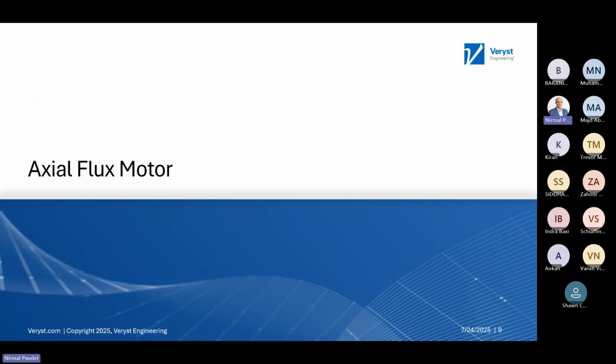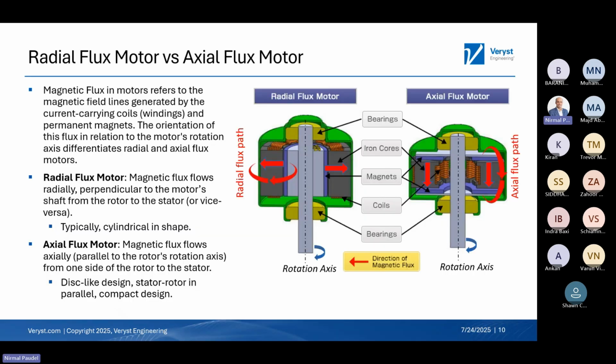All right, so now into the topic, axial flux motor. Let's do a brief comparison between a radial flux motor and an axial flux motor. In electric motors, magnetic flux refers to the field lines generated either through the permanent magnets or through the current carrying conductors. The direction of flux relative to the motor rotational axis determines whether it's a radial flux or an axial flux. On the left-hand side here, we have a radial flux path.